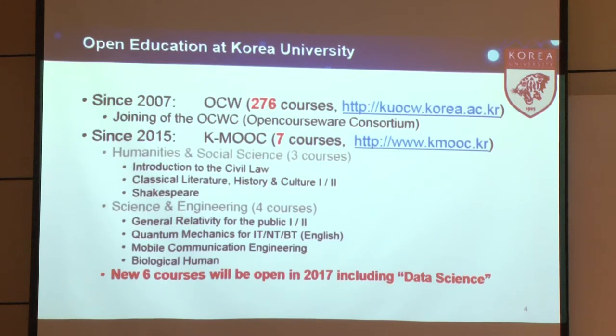Let me briefly introduce the current state of e-learning and MOOC related courses available at our own university, Korea University. Since 2007, we opened something called OCW, which currently contains 276 courses. Recently we also joined the consortium called the Open Courseware Consortium. If you go to this URL, you will see the website and the available courses, although it's mostly written in Korean. But we plan to make it international by providing English contents as well.